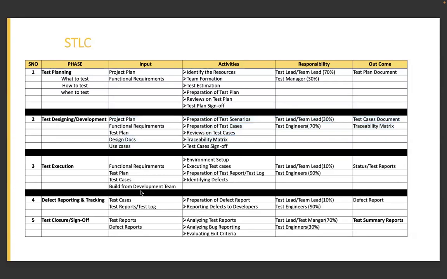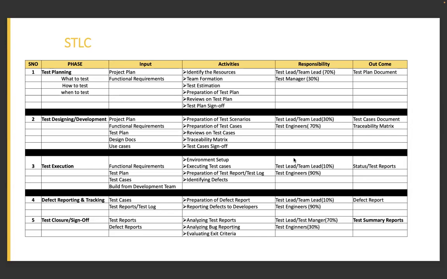Which becomes the input for the next phase, guys. Here you will have test case, functional requirement, and the build, meaning a URL for the development environment, QA environment, stage environment, right? And then you start with your environment setup, executing those test cases, reporting issues, defects, bugs. Okay, and here guys, 90% of the time QA engineers are involved, and 10% for reporting status and everything the QA lead is involved, guys.